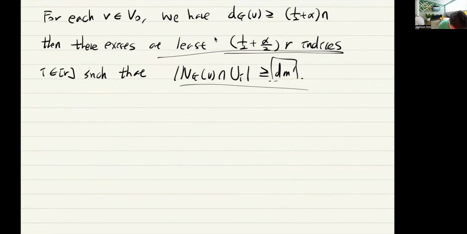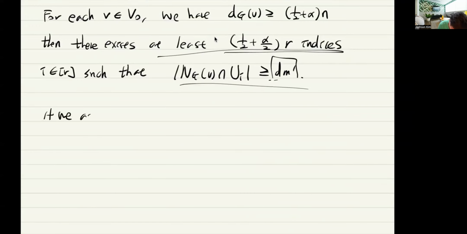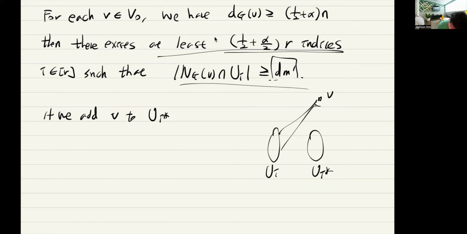So in such a case, if we add this v to, say, U_i star, so you have U_i star, and this v has many edges here. Then if we add it to here, what do we know? U_i star is still superregular.